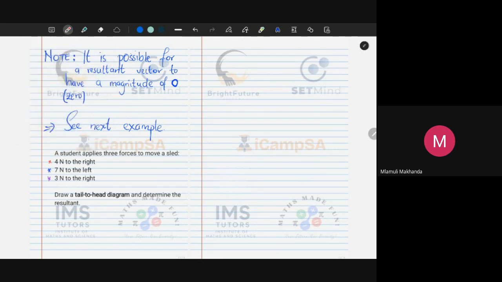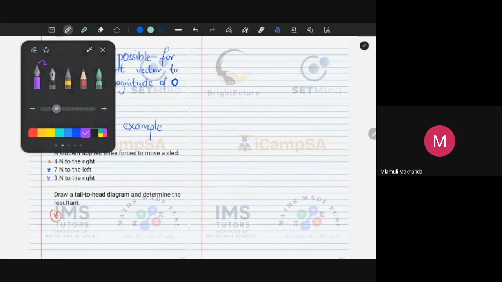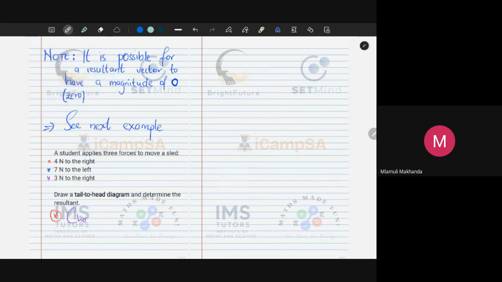Remember, choose a scale. I'll choose 1 centimeter is to 1 newton. It'll still work for this example. However, this is not a universal scale. It will not always work. You have to choose your own scale. Right, in a different problem, it might not work.